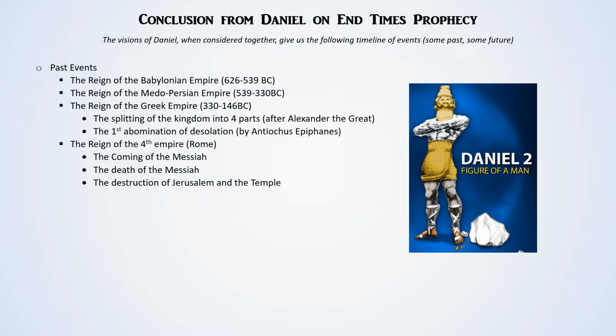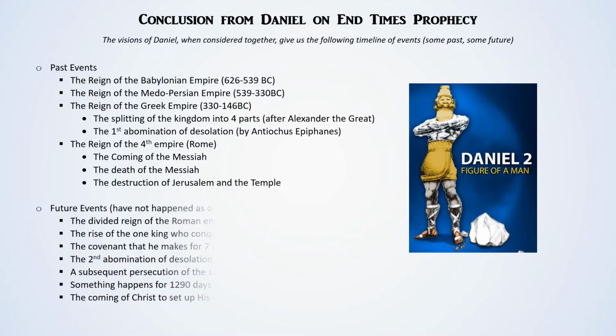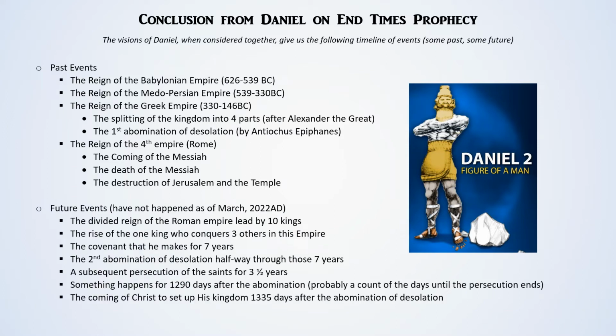Now, the rest of what we can learn from Daniel, we can piece together and put into a timeline of things that haven't happened yet, that have to be in the future. All right, future events that have not happened as of March 2022 AD. That's right now. Here's a basic timeline of the things that need to happen still.